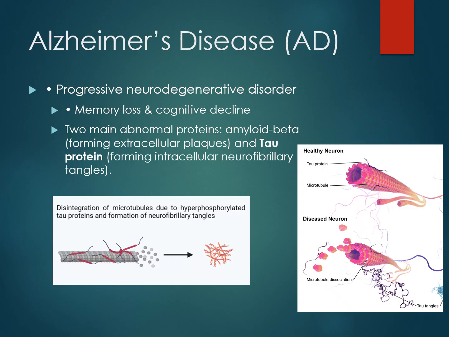This is a progressive neurodegenerative disorder that leads to memory loss and cognitive decline. Two main abnormal proteins are responsible for this. One is amyloid beta and another one is tau protein.